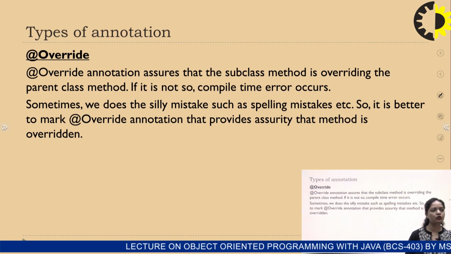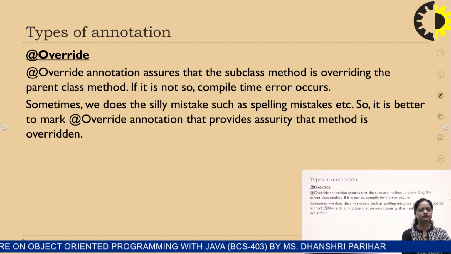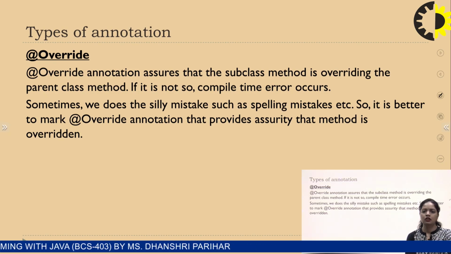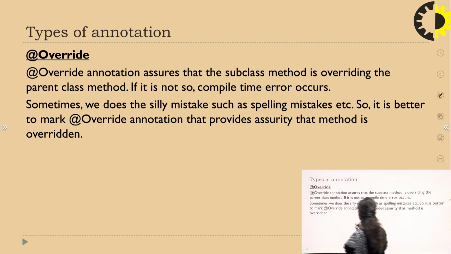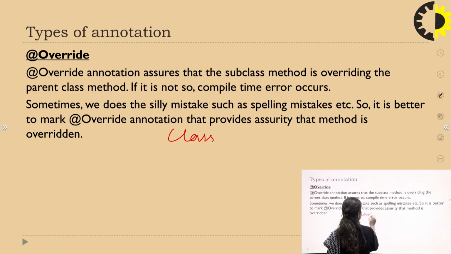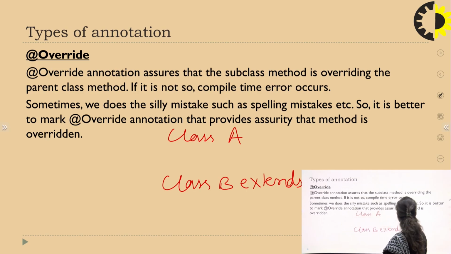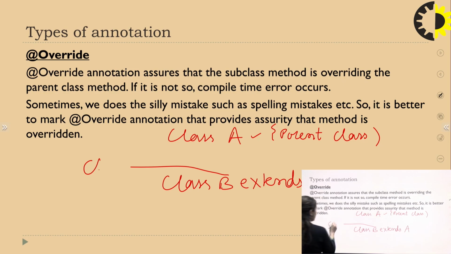So let's have a look at the @override annotation. What is the @override annotation? The override annotation assures that the subclass method is overriding the parent class method. In simple terms, during the concept of inheritance in Java, we have some class A and some class B which extends class A. It means A is a parent class and B is a child class.